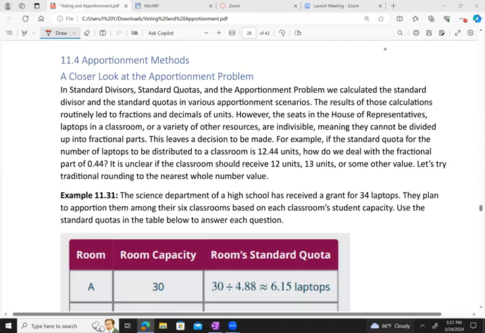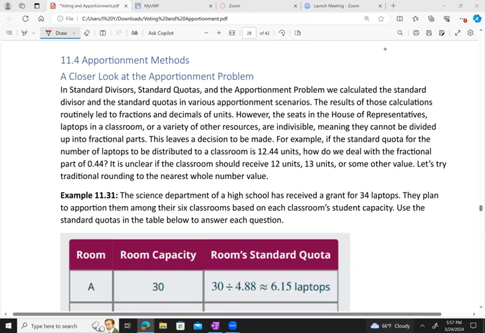Okay, today we're going to look at section 11.4, apportionment methods. So let's look a little closer at the apportionment problem. In the previous section, we calculated the standard divisor and standard quotas in various apportionment scenarios. The results of those calculations routinely led to fractions and decimals of units.